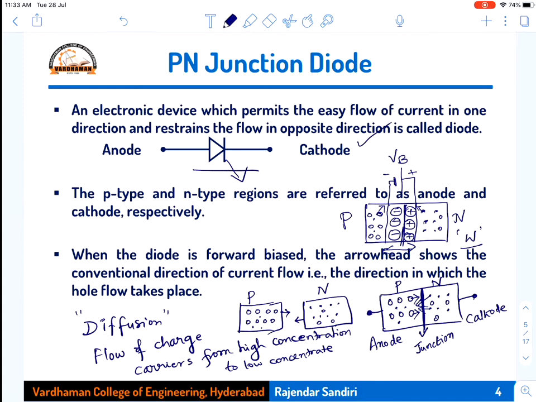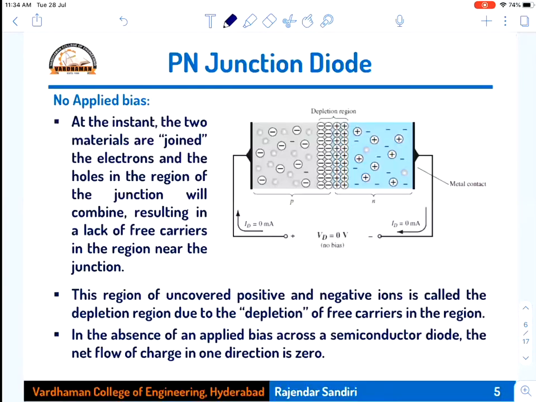The P-type and N-type regions are referred to as anode and cathode. P side is anode, N side is cathode. The arrow shows the conventional current flow, that is the flow of holes from anode to cathode, that is P side to the N side. When the diode is forward biased, the arrowhead shows the conventional direction of the current flow, that is the direction in which the hole flow takes place, or opposite to the flow of the electrons. That is all about the PN junction diode formation, the formation of the depletion region.